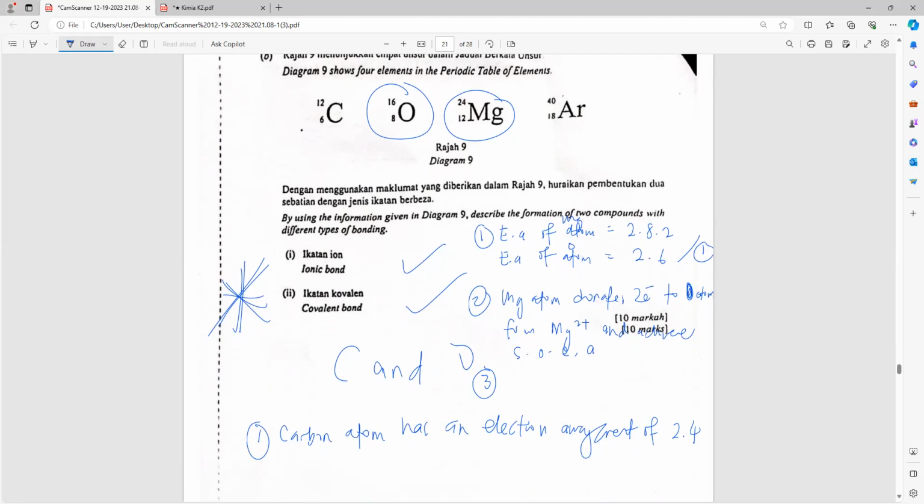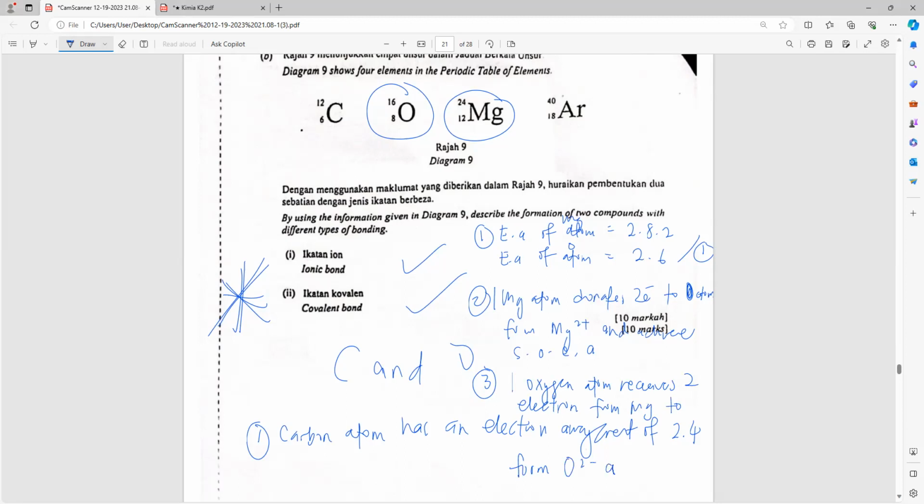So magnesium is donating. What is oxygen doing? Receiving. Very good. Okay. So 1 magnesium atom, 1 oxygen atom receives how many electrons? 2. 2 electrons from who? From magnesium. Okay, to form what? O2 minus. Very good. To form O2 minus.